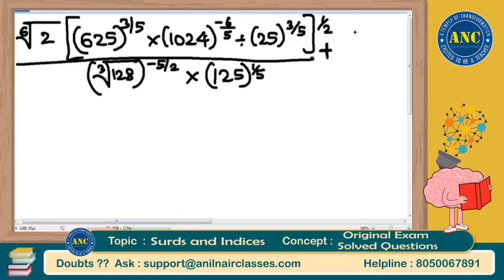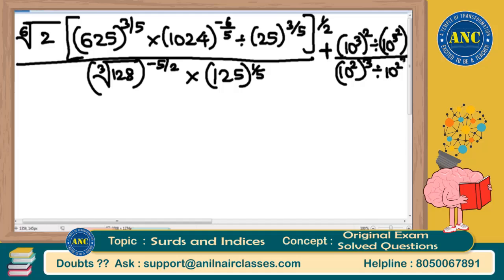What is the remaining terms here? 10 cube whole square divided by 10 power 3 power 2 divided by 10 square whole cube divided by 10 power 2 power 3. Very good question, sir. It's a very easy question, but you should be very quick in solving this question.